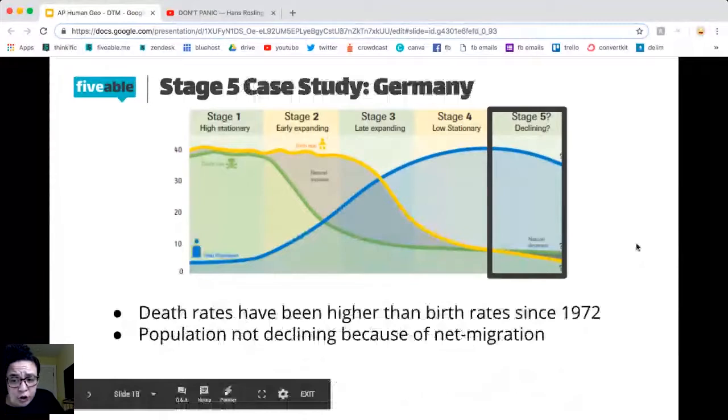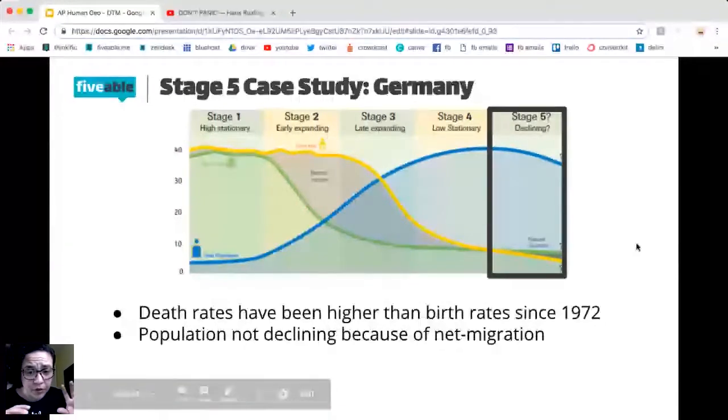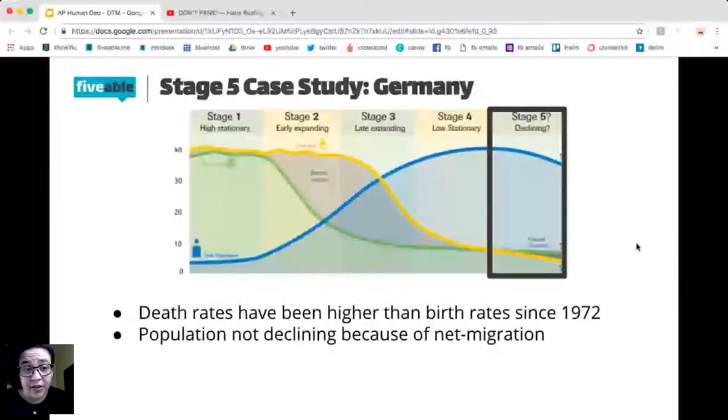And I'm going to talk a little about Germany. Germany's death rates have actually been higher than their birth rates since 1972. The only difference with Germany, and this isn't shown in the DTM, is that their population actually isn't declining because of migration, because a lot of people have moved to Germany in the last several decades. Because of that, their population has not declined, and I think has actually increased. So it doesn't totally fit, but in terms of an actual country being in stage 5, that would be a good example.